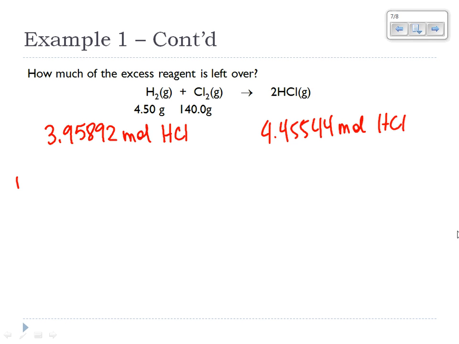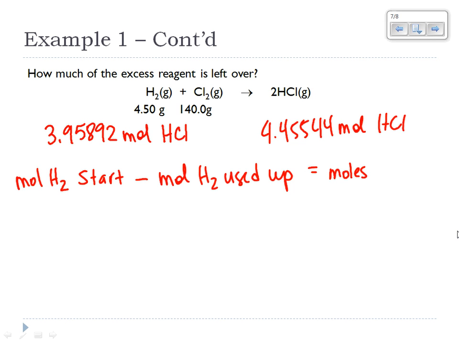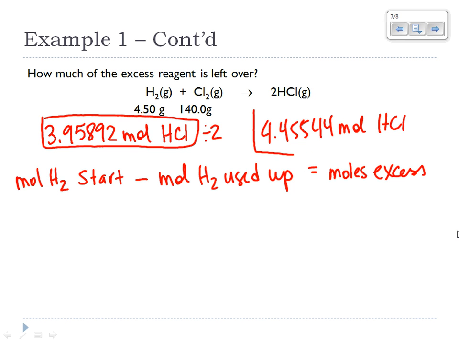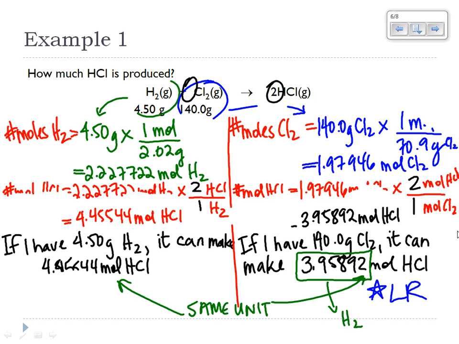You can subtract the moles of H2 that you start with minus the moles of H2 that are used up. And that will give you the moles of your excess. So in this case, the moles of H2 that's used up is going to be this number here, divided by 2. And the moles that I start with is going to be that, divided by 2. So let me just talk you back for a second, if that's not super obvious to you right off the bat.